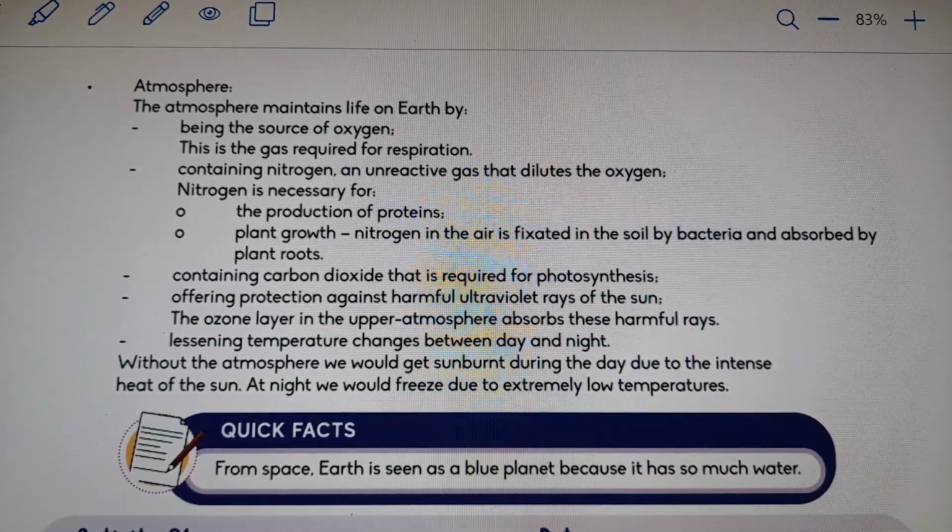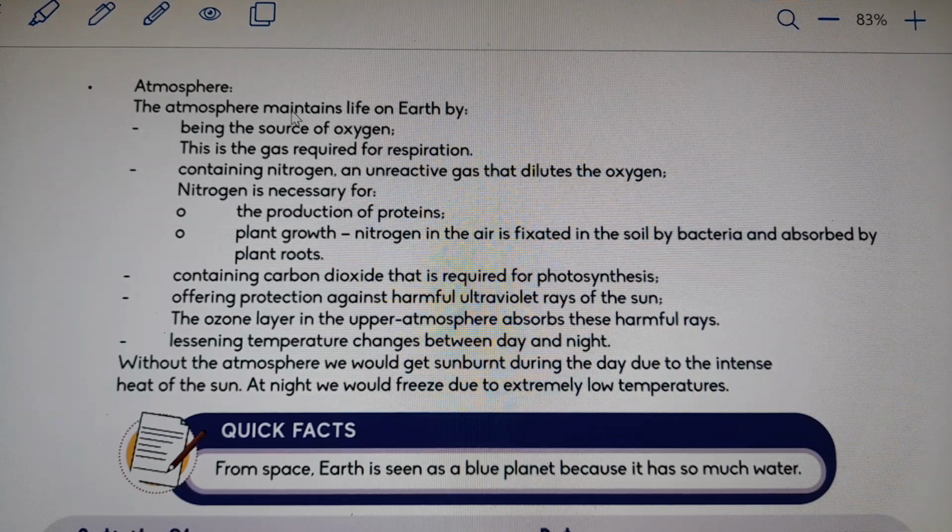The last component that makes life possible on the Earth is the atmosphere. So we have 5, the atmosphere. They say it maintains life on Earth by being the source of oxygen. Number 1, this is the gas required for respiration. Number 2, the atmosphere contains nitrogen, an unreactive gas that dilutes oxygen. Nitrogen is necessary for production of proteins and for plant growth. And nitrogen in the air is fixed in the soil by bacteria and absorbed by plant roots.